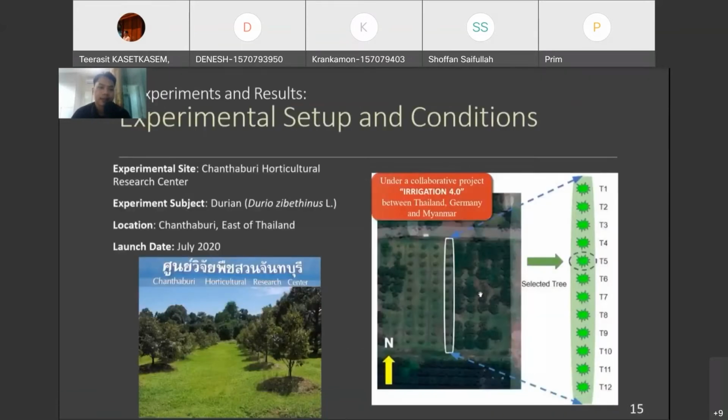So the experiment is conducted at Chanthaburi Horticultural Research Center on the durian tree, where the durian tree is located in the durian orchard, and we selected this column of trees and selected tree number 5 right here. And this research is under a project called the Irrigation for Durian Orchards between Thailand, Germany, and Myanmar, which launched since July 2020.